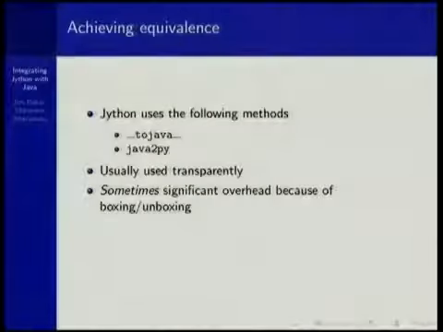So we use these following methods. We use toJava, we use Java to Py, usually used transparently. But sometimes there's significant overhead because of boxing and unboxing. That's one thing to consider in your code. So there are alternatives to doing that. And there are also some implications for how this boxing and unboxing works.